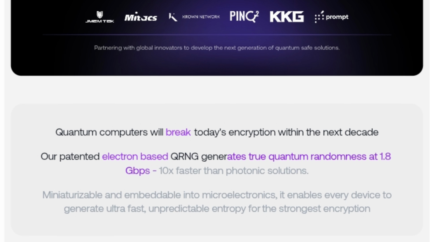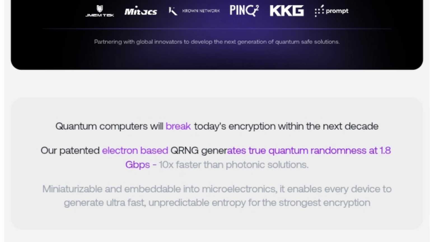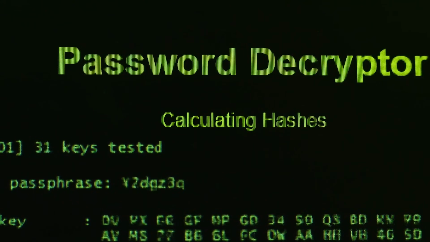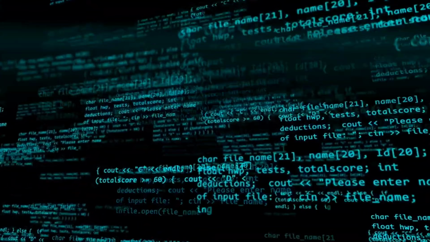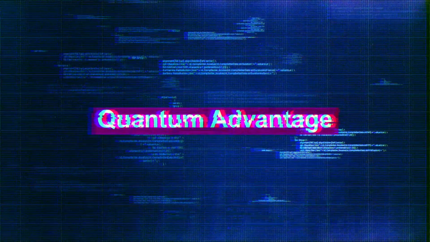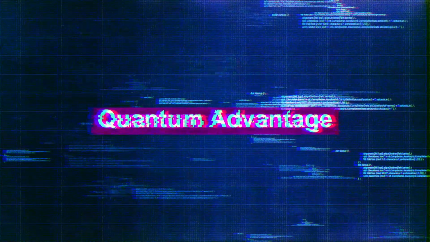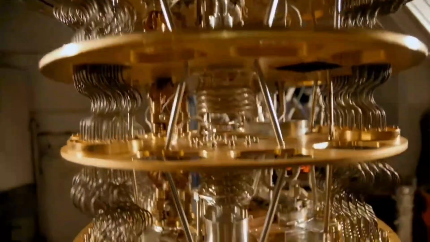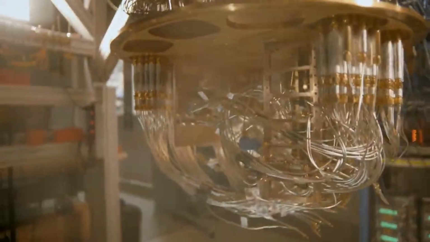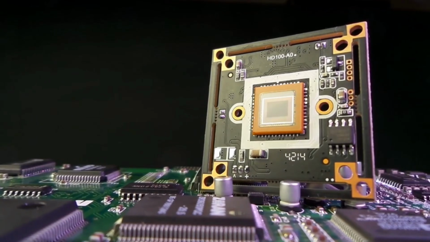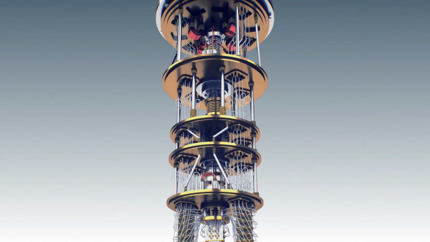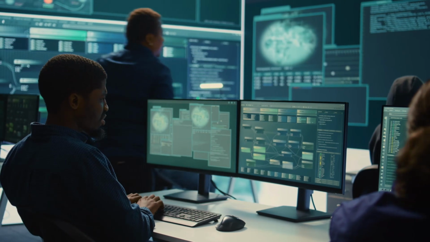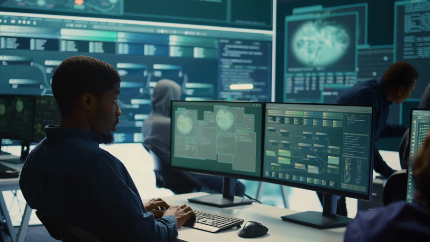Their QRNG, or quantum random number generator, uses electron tunneling, a phenomenon where electrons randomly pass through barriers they normally shouldn't be able to cross. Because this randomness is produced by physical quantum mechanics, it is impossible to replicate or predict, even with future quantum computers. Their QRNG also runs at extremely high speeds, reportedly up to 1.8 gigabits per second, while being compact enough to integrate into standard CMOS chips. This gives Quantum eMotion an enormous advantage over photonic QRNG systems, which are often too large, too power-heavy, or too complex for mass integration.